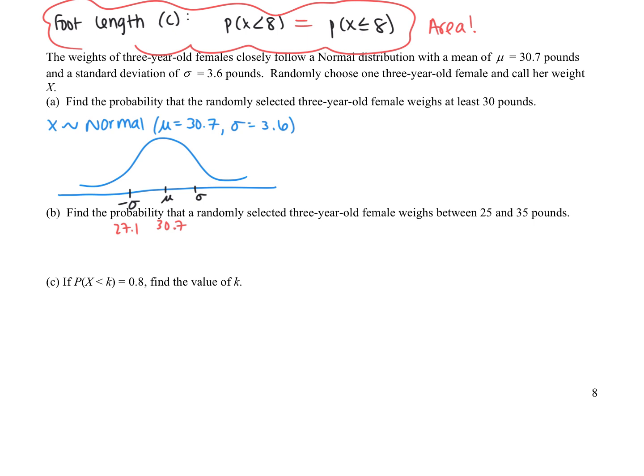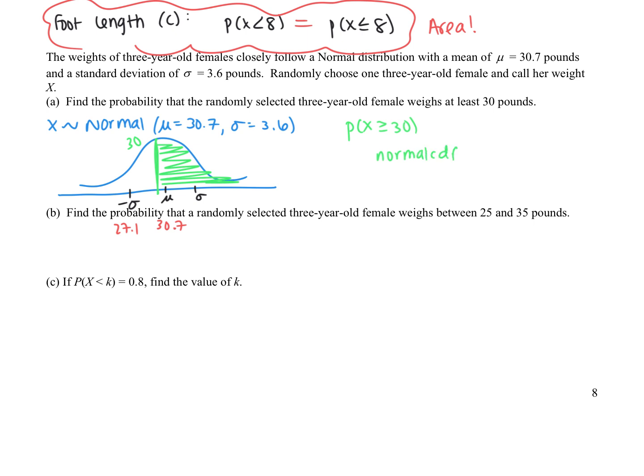So now, part A: find the probability that the randomly selected 3-year-old female weighs at least 30 pounds. So probability of at least 30 pounds. On the figure, we would mark where 30 is, and then we would shade. How do we do this on the calculator? Normal CDF.